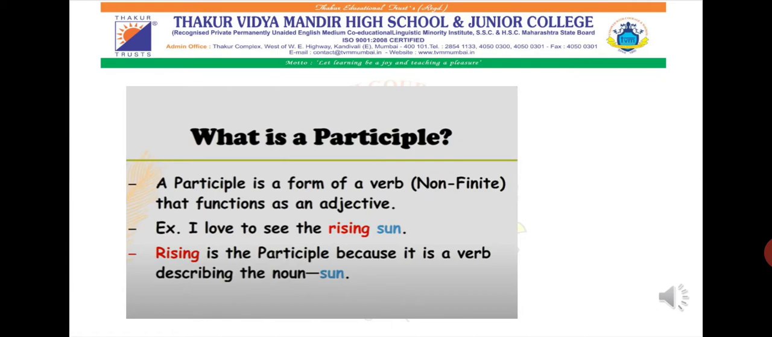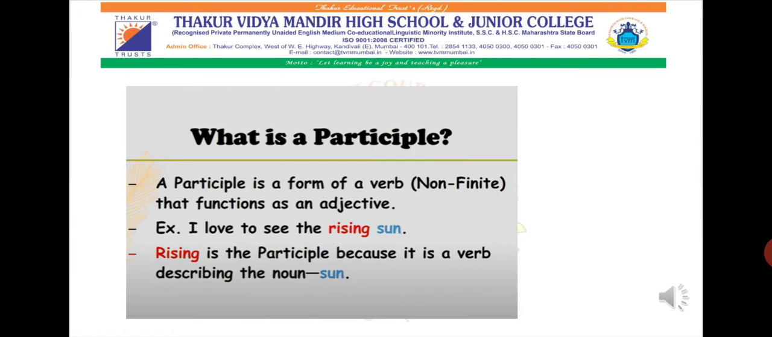Even though that particular word ends with ing, in participle we see that it will act as an adjective if it is a participle, and if it is a gerund, it will act as a noun. Now we will see an example. I love to see the rising sun. In this particular sentence, rising is the participle because it is a verb, okay, and it describes the noun sun.